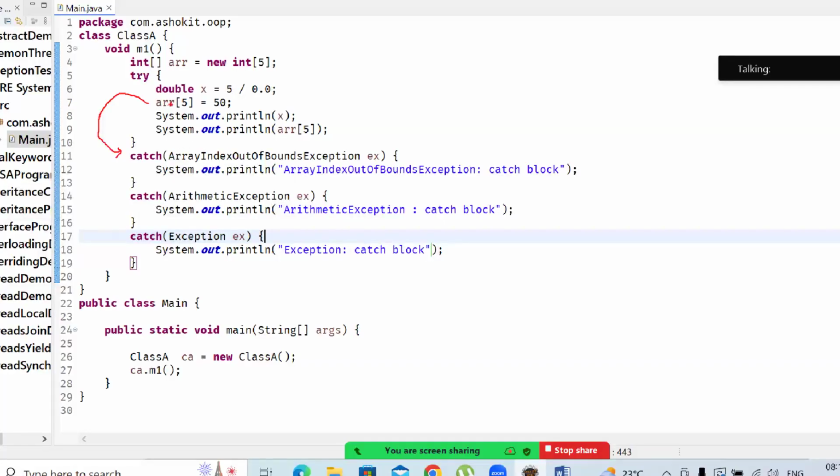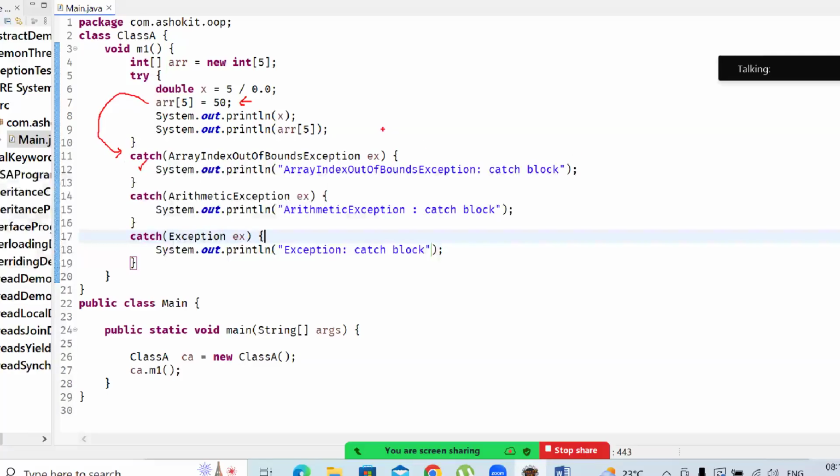Good. Tell me now, is this catch block parameter matching with the exception? What type of exception has occurred here? ArrayIndexOutOfBoundsException has occurred. What's the catch block parameter also? ArrayIndexOutOfBoundsException. So both are matching. This catch block will execute now. If this catch block executes, will the control jump to the next catch block? No, it will not. Even though you have 3 catch blocks, only one will execute at a time.